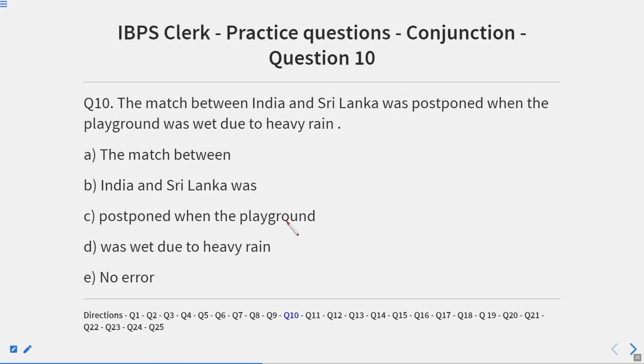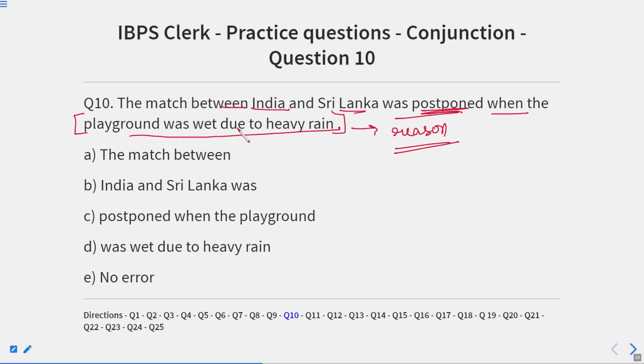Now this is question number 10. The match between India and Sri Lanka was postponed when the playground was wet due to heavy rain. Here it is written the match between India and Sri Lanka. So we have two countries, India and Sri Lanka, so the word between is absolutely correct. Was postponed. So it got postponed. Why so? When the playground was wet due to heavy rain. Now this is actually the reason for the postponement of the match.